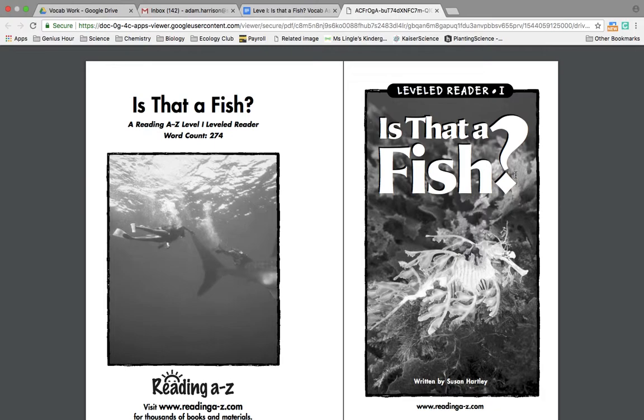So we'll have questions. Is that really a fish? So we'll have to do some research and find out, yes, it doesn't look like a fish, but yes, it is a fish. Or no, it might look like a fish, but no, it's not a fish.